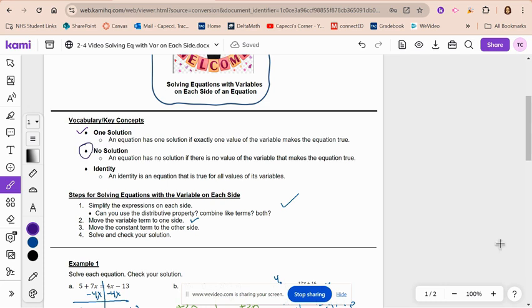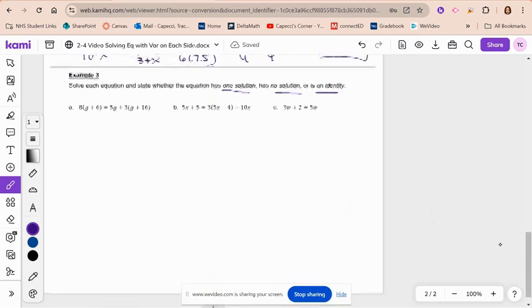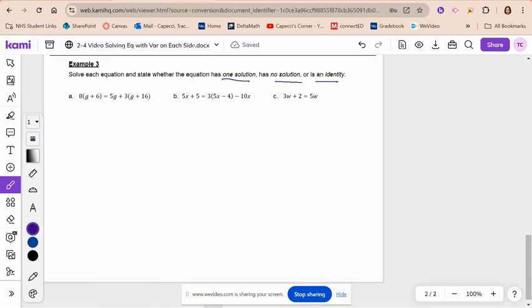The next thing we have is when we have no solution. What that means is there is no value of the variable that's going to make it true. It doesn't matter what you use, fraction, decimal, number, there's nothing that's going to make it work, right? An identity is the opposite of that. Everything works. It doesn't matter what number you put in, all values are going to work. So let's do some examples. It might be a little bit more helpful that way. So let's get started here.